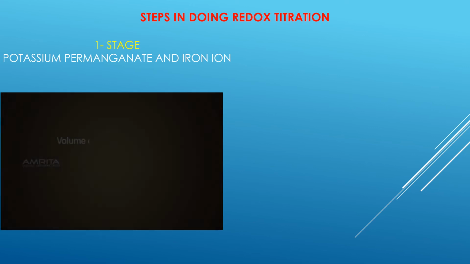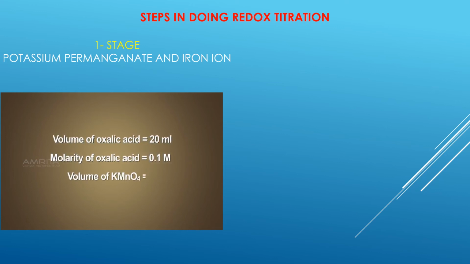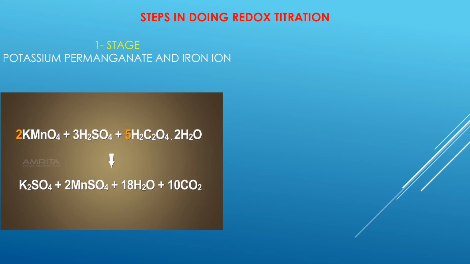Calculations. Volume of oxalic acid is equal to 20 ml. Molarity of oxalic acid is equal to 0.1 molar. Volume of potassium permanganate solution is equal to 16 ml. From the reaction between the oxalic acid and potassium permanganate, it is clear that 2 moles of potassium permanganate reacts with 5 moles of oxalic acid.